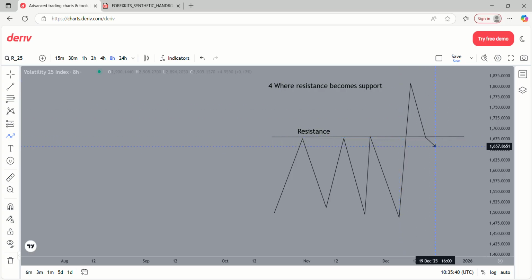Right now it is a support because this point now becomes an area where buyers come in, an area where money changes hands, and now a lot of buyers come in and buy at this point. So a resistance can also become a support. That is the whole idea. It was once a resistance, but now it is a support.